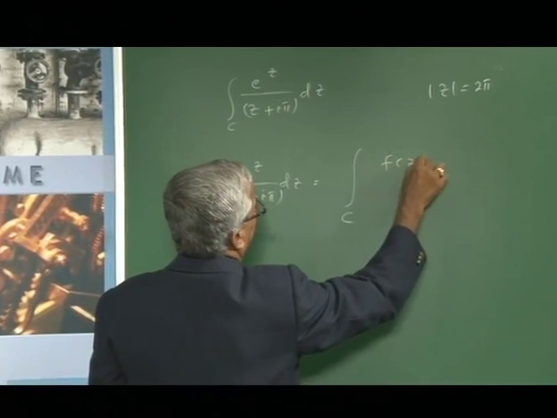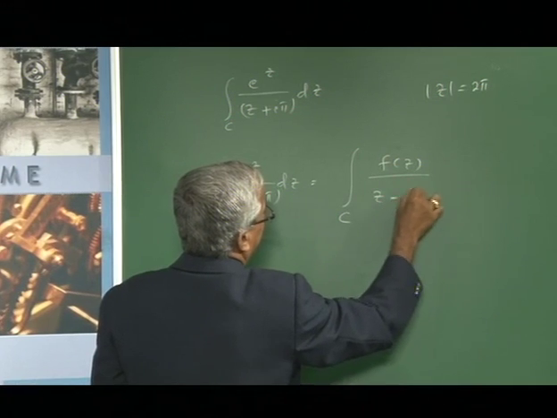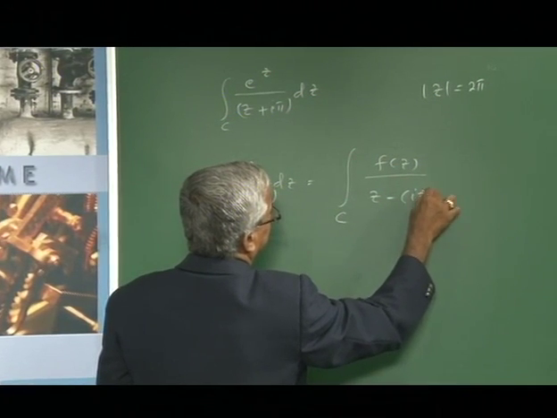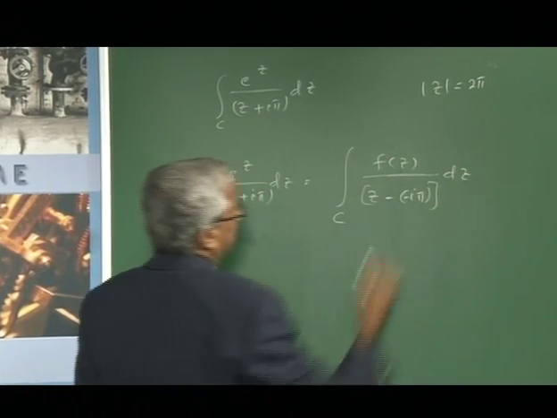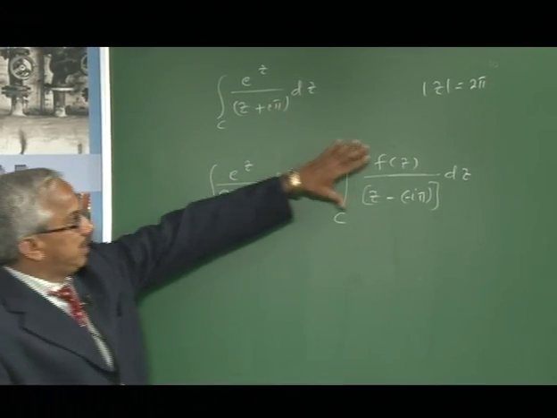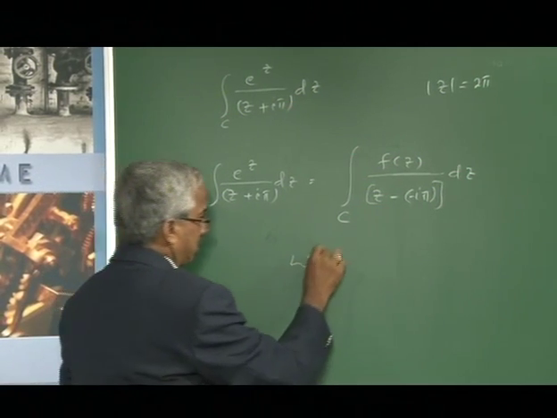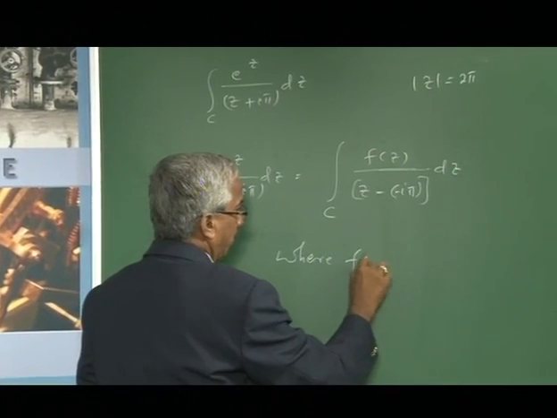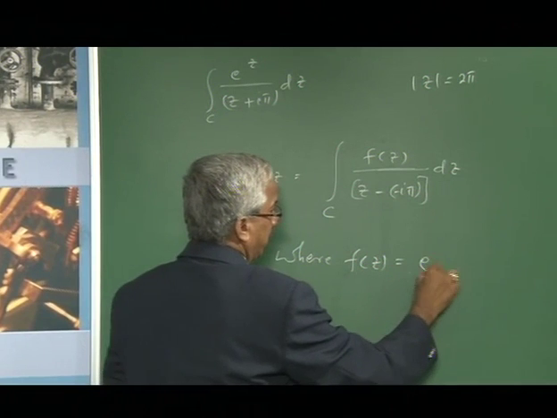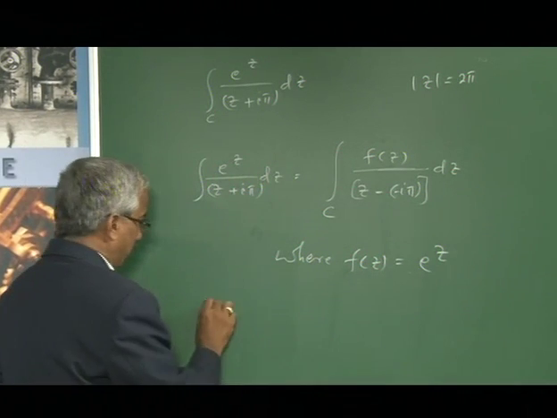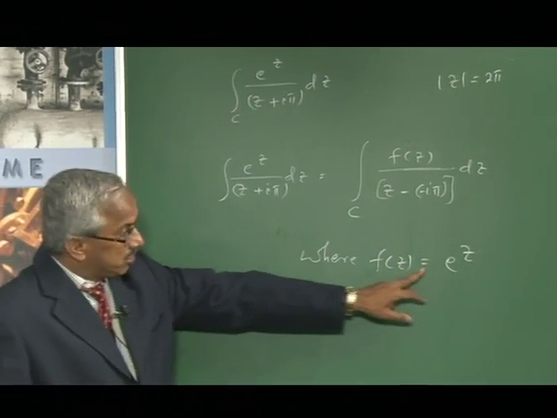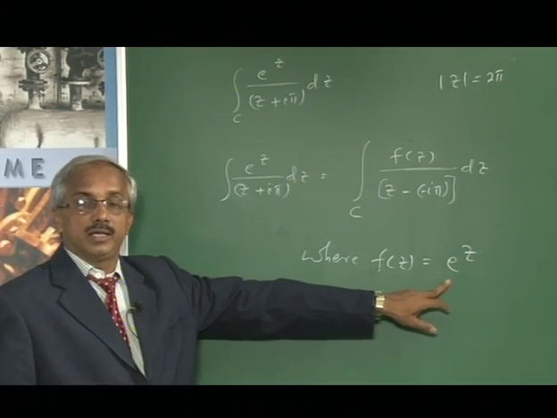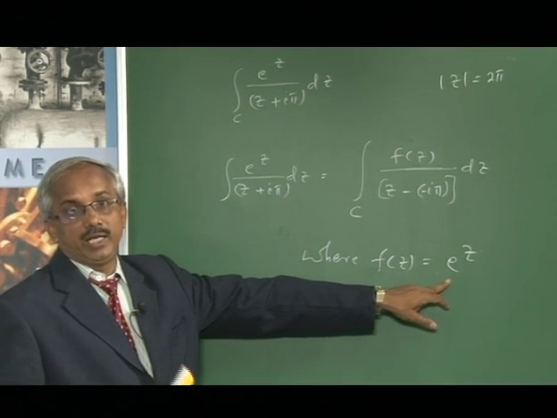I can take f of z divided by z minus of minus i pi, dz. So I have written this term as Cauchy's integral formula, where f of z is equal to e power z. Then one by one we have discussed the cases here. Here f of z is equal to e power z, and we have observed that e power z is analytic everywhere in the complex plane.